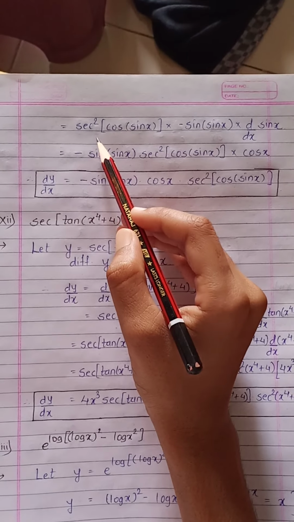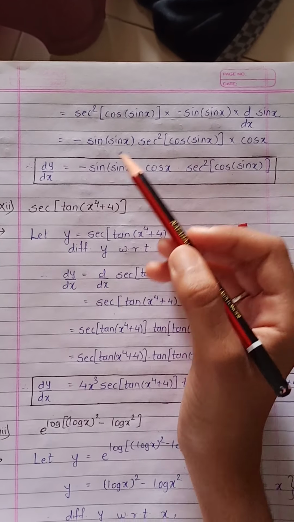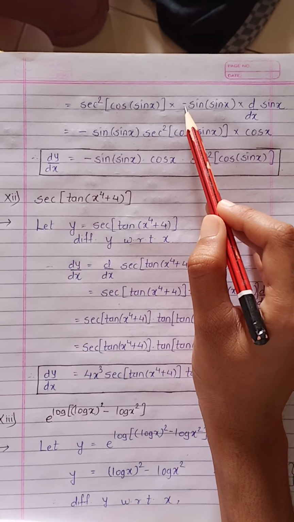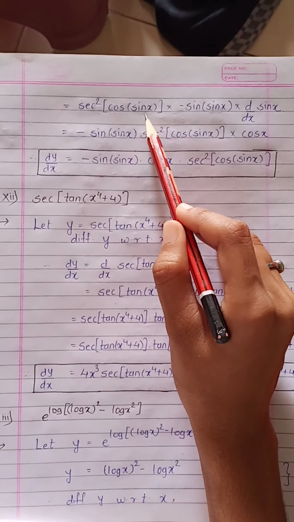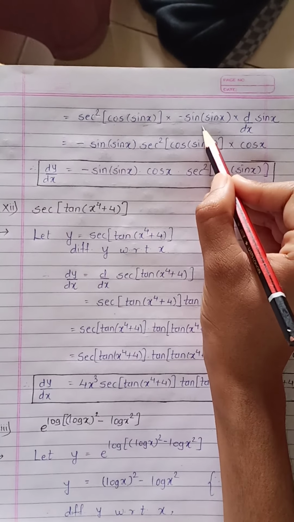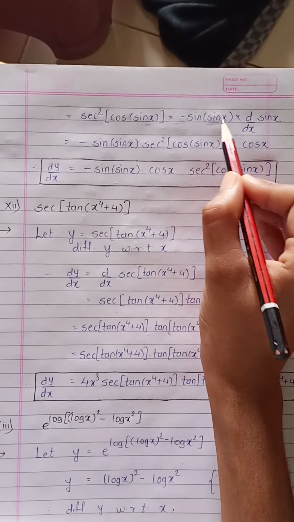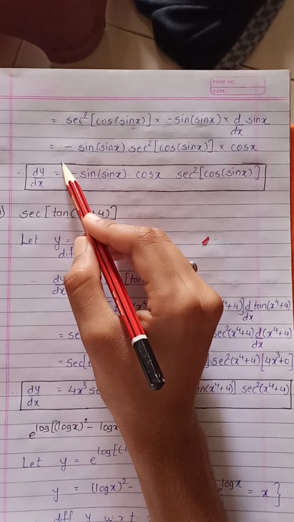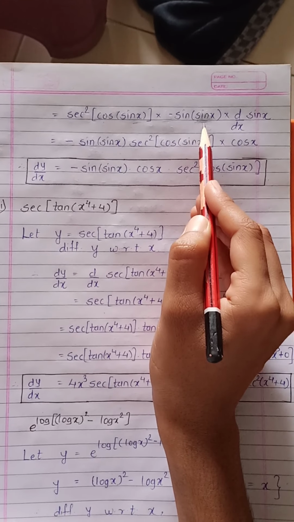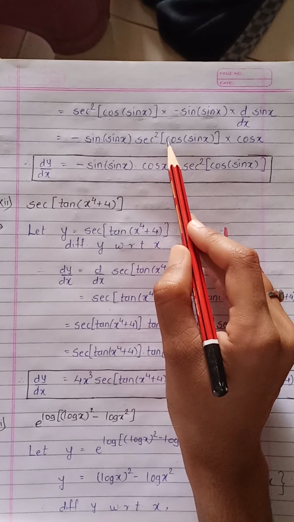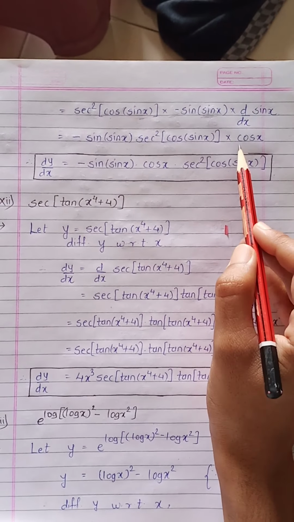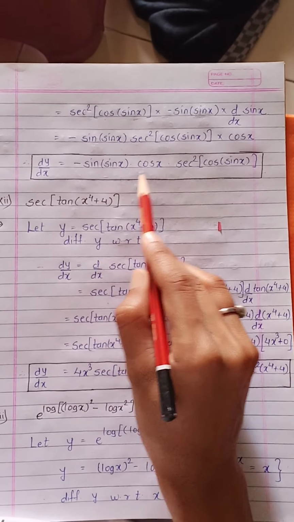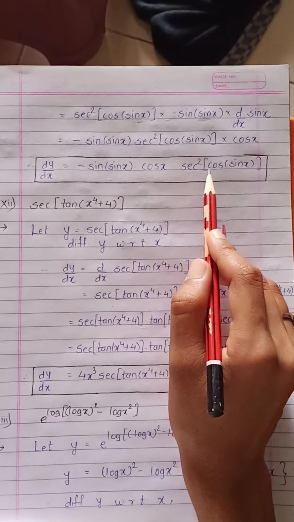In the next step, secant square cos of sin x into, as we are taking the derivative of cos in multiplication, it will be minus sin of sin x, because what is inside? Again sin x. Again in multiplication, the inner part in this function is sin x, so the derivative of that sin x. So the next step will be minus sin of sin x, this secant square of cos of sin x, into the derivative of sin is cos, so that is cos x. Final answer will be minus sin of sin x into cos x into secant square cos of sin x.